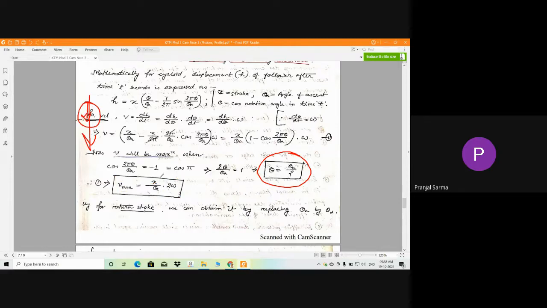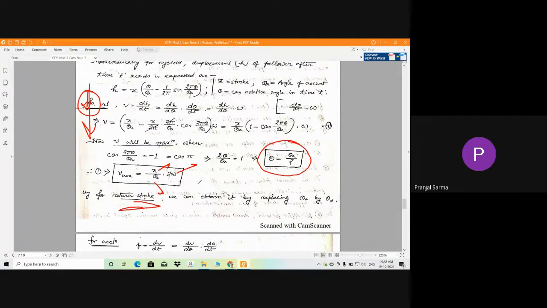X by theta a into 2 omega, where x is the lift and omega is the angular velocity, theta a is the ascent stroke angle, and this gives you the maximum. It is maximum at theta a by 2. Similarly, for the return stroke, theta a can be replaced by theta d and you can get the maximum velocity expression.